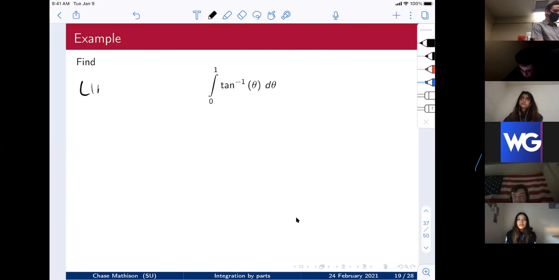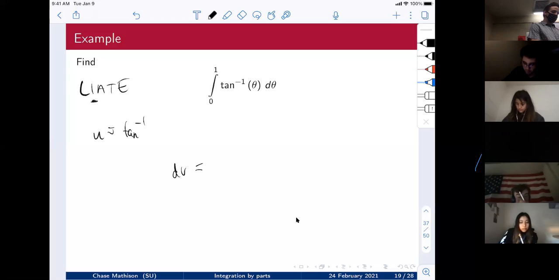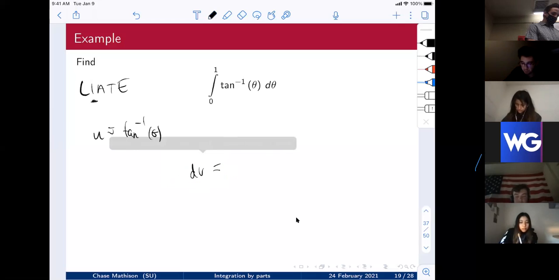So remember LIATE to help us decide what should be u and what should be dv. Well, there's an inverse trig function happening here, so u should be arctangent of theta. Also, it's the only choice for u because I can't make arctangent of theta dv, because again, we don't know how to integrate it yet. So that makes dv d theta.